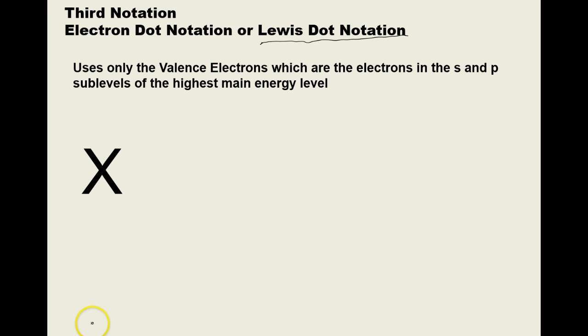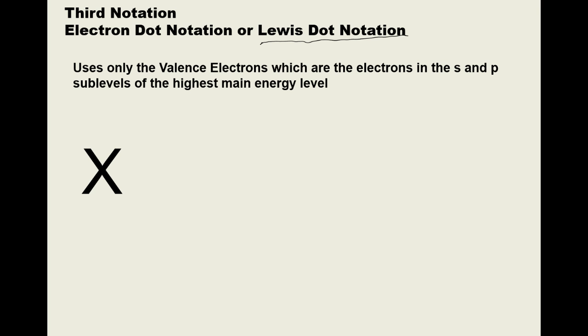Now, Lewis dot notation uses those valence electrons, which are the electrons in the s and p sublevels of the highest main energy level. Let's say this X represents any element. Now, normally we use the symbol of the element, but X is going to be our generic element. We can have a maximum of 8 electrons. In the Lewis dot notation, we are drawing dots to represent those 8 electrons. And we draw those dots around the symbol of the element. You can have as little as 1 electron and as many as 8.